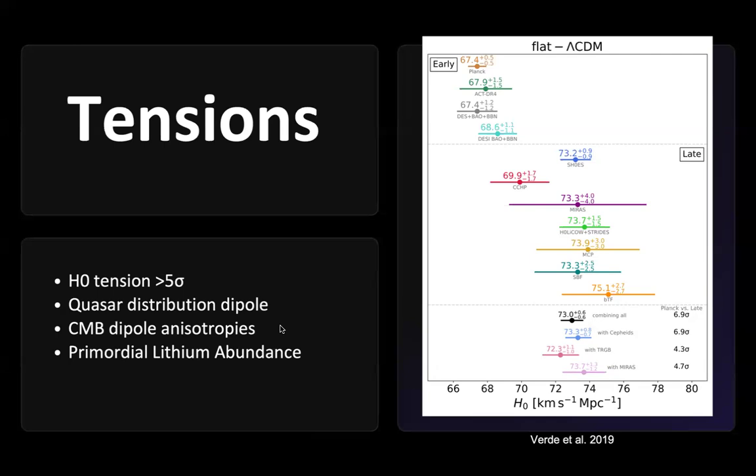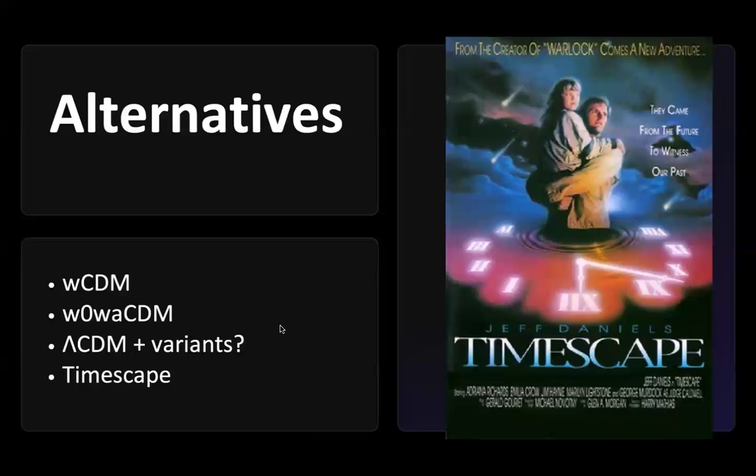And this has motivated people to look at alternate cosmological models, these being wCDM, w0waCDM, or variants of lambda CDM. These reparameterize dark energy or add additional things, and they're very topical right now with the DES results. However, they are still based on a spatially flat lambda CDM model. So I'm going to be talking a little bit about timescape, which is not based on these spatially flat FLRW backgrounds.